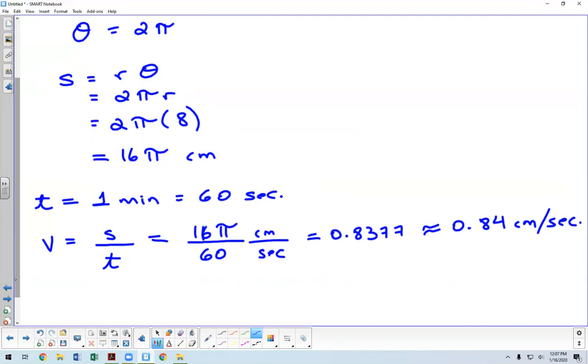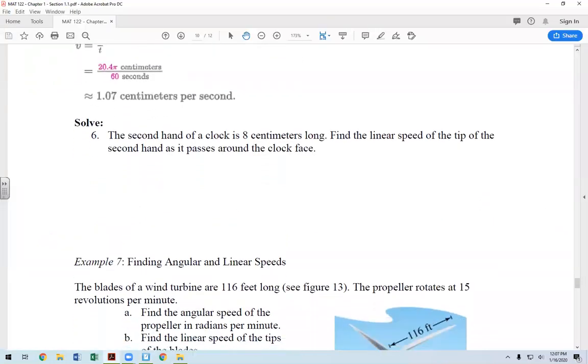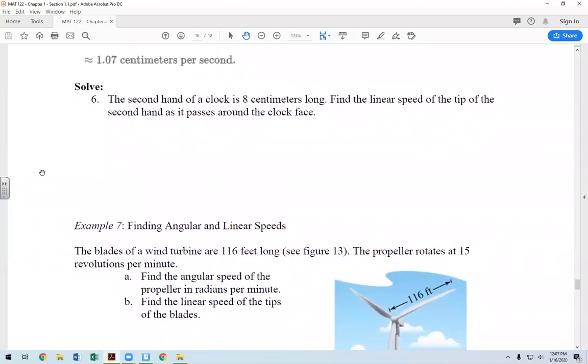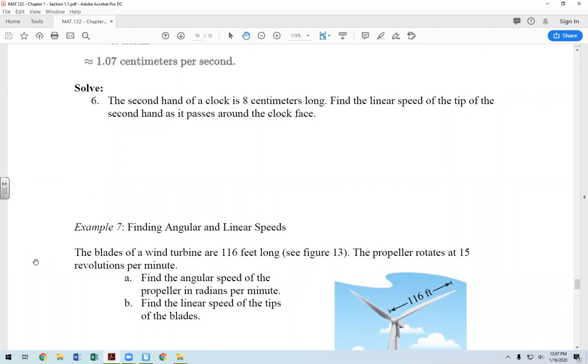Because the length of our second hand is less than the example we had seen, which was what, 10.2 centimeters? So if the second hand is of a shorter length, then that definitely means your clock is also going to be of a lesser diameter than the other one, which means it's going to cover a little bit less distance. So again, remember here, by default, your theta has to be in radians. We found the arc length first and then used that to find our linear speed. Any questions on number 6?